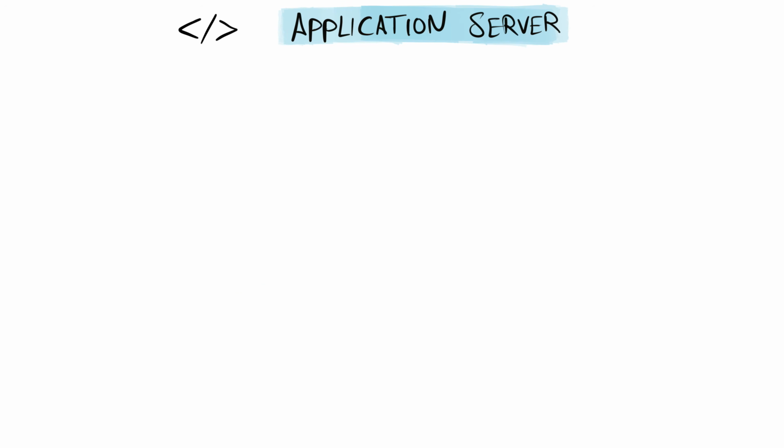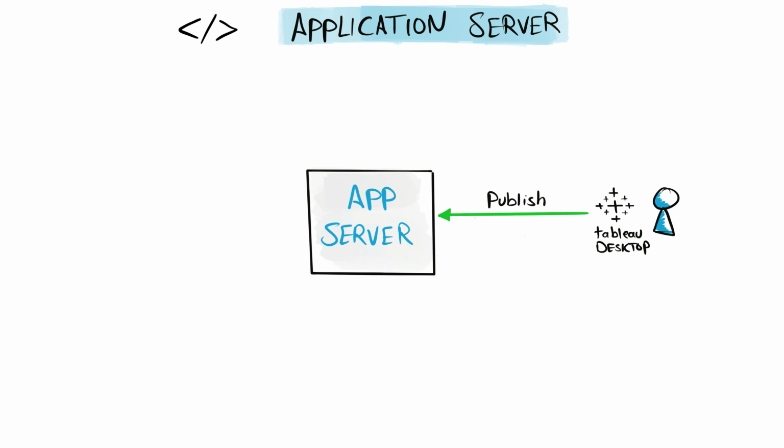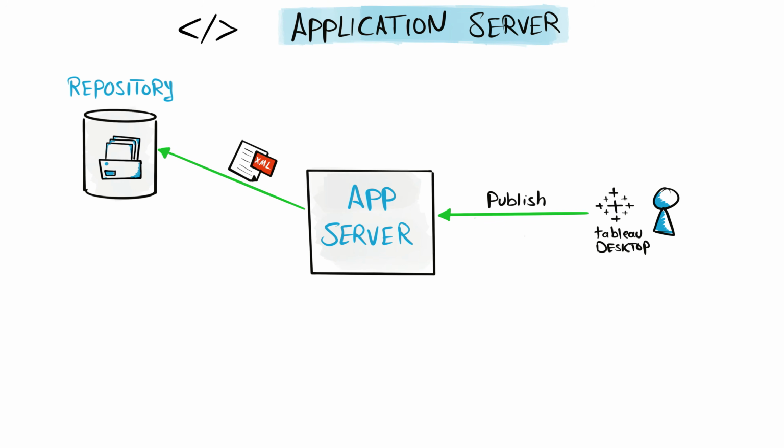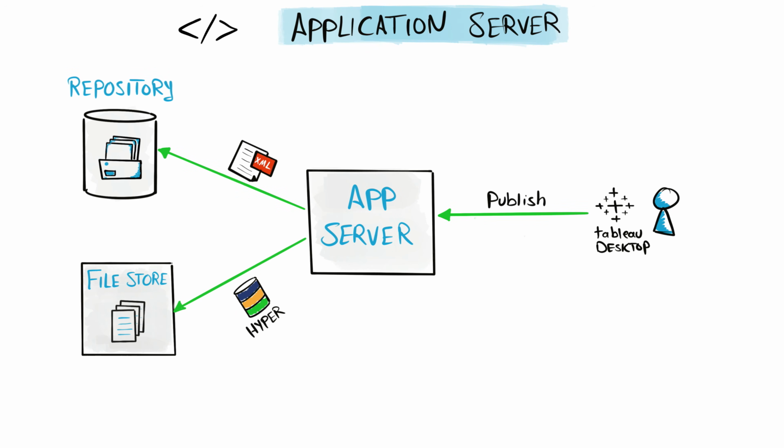The other process the application server handles is the publish process, where the application server gets the publish request and splits the workbook into two files: the XML file to be stored in the repository and the Hyper file to be stored in the file store.